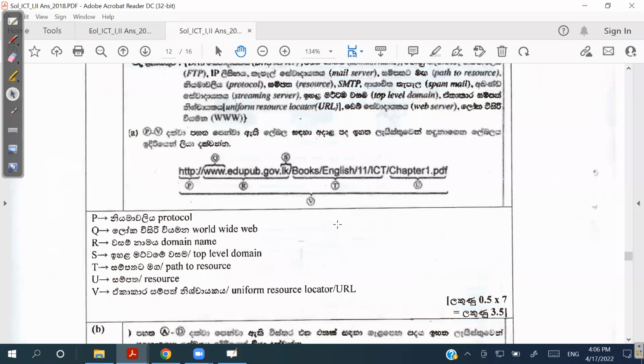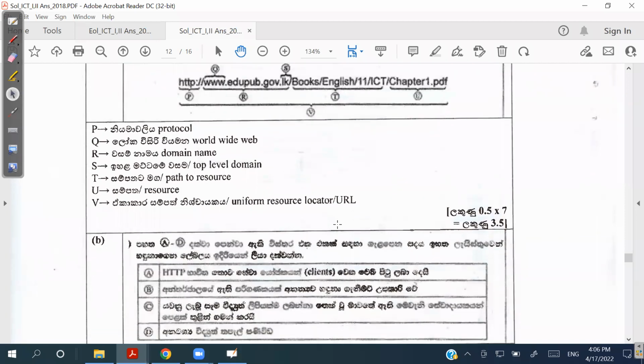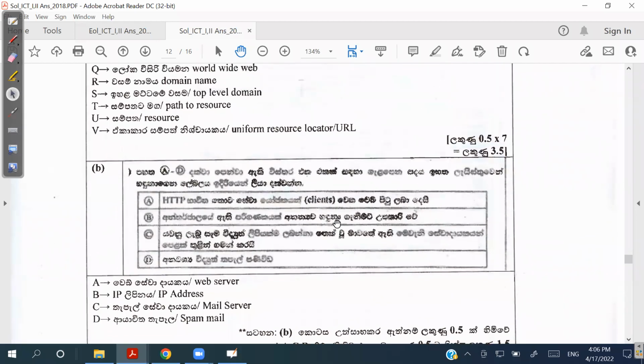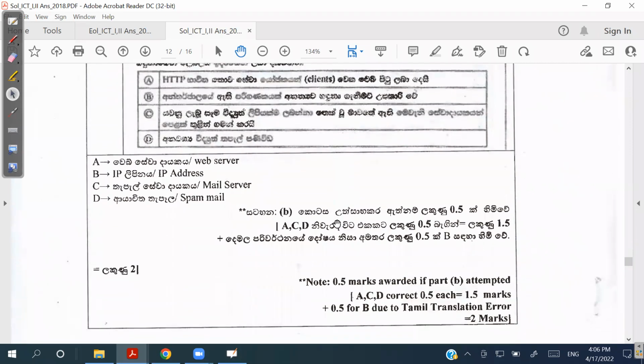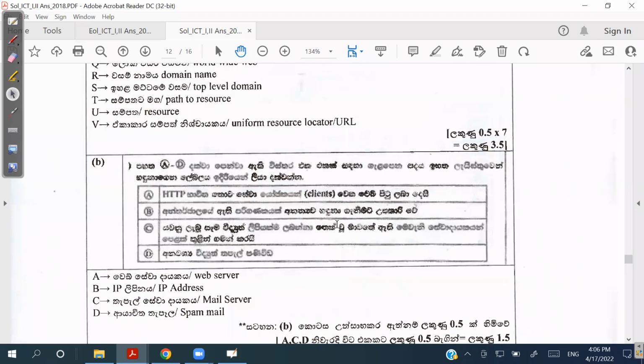Right, so 3.5 marks in here. So the earlier part took 4.5. This gives you 3.5, which is altogether 8 marks. So the last one, they have given a list. So they are asking you to match those lists with the particular description. All right.